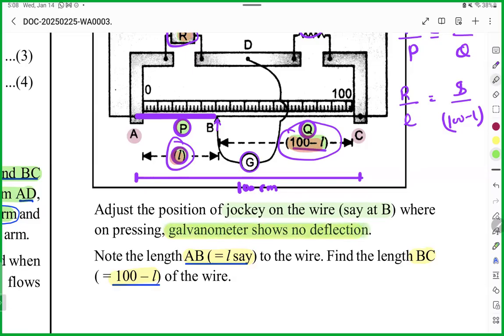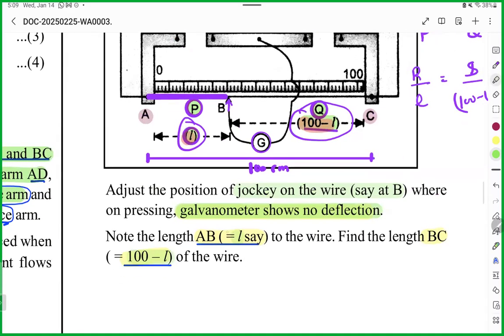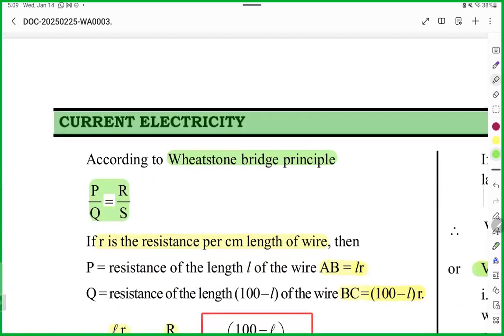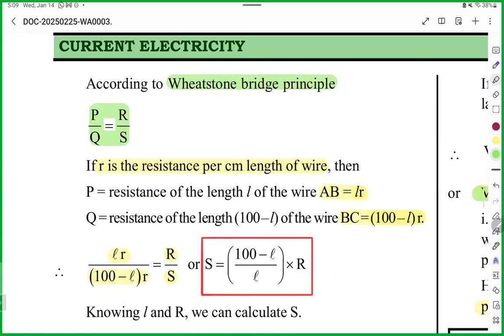And in the Wheatstone bridge, if the galvanometer shows no deflection, then the ratio of the resistances will be same. Then the ratio of the AB and BC wire, you can take P by Q is equal to R by S. So if P has length L, then it will be L into R. And Q will be in this form. You can take their ratio, the S value we don't know, and you will come up with the unknown resistance value. Done.